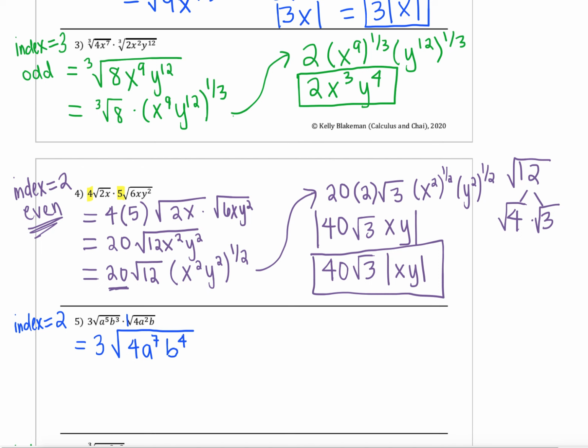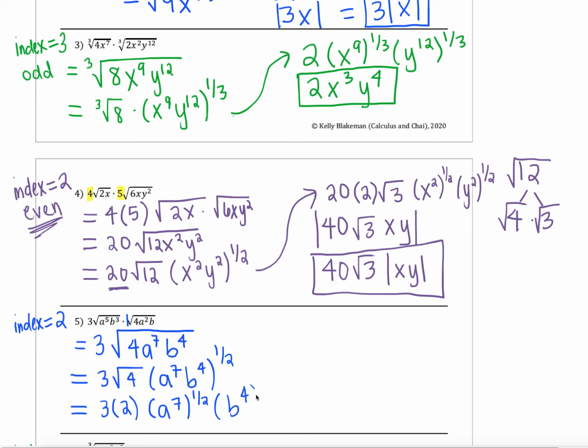Now in this case, we want to continue to simplify just like we've done. So I'm going to break this apart into the square root of 4, and then we have this a to the 7th, and then the b to the 4th, all to the 1/2 power. Now 4 is a perfect square, so let's go ahead and simplify that. So we get 3 times 2. We also have this a to the 7th to the 1/2, and then this b to the 4th to the 1/2.